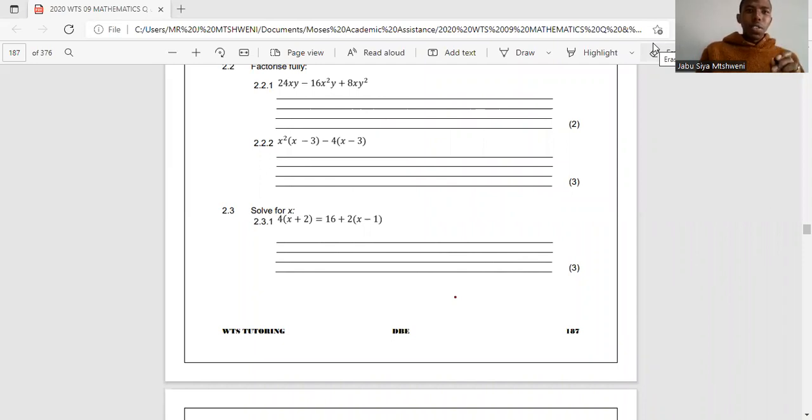Today we'll just do factorizing and solving for x. Then that's to answering that question papers.